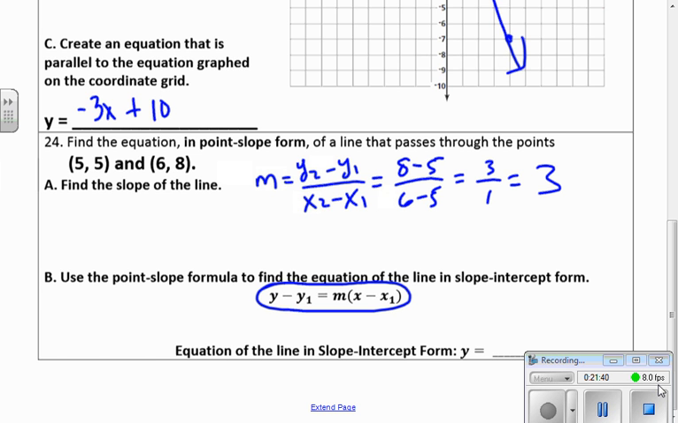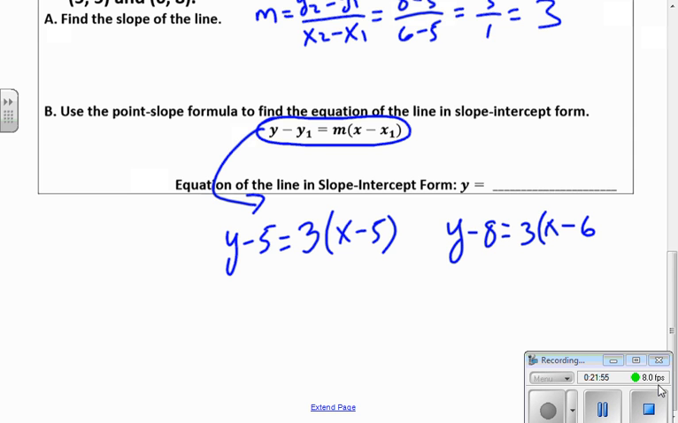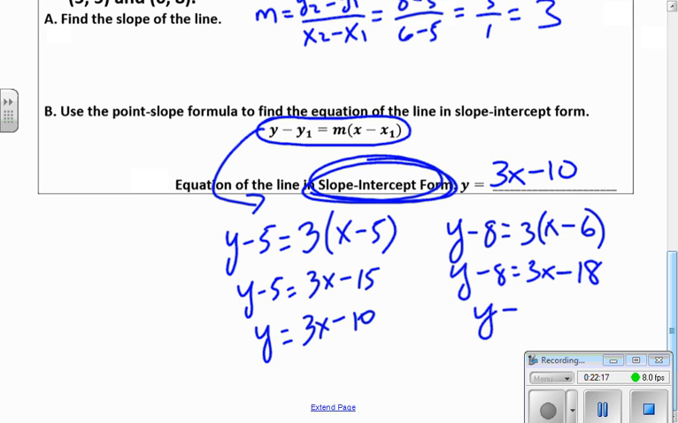And now I can go right into the point-slope form of the line. So y minus 5 equals 3, parentheses x minus 5. Or if you chose to do the other point, y minus 8 equals 3, parentheses x minus 6. Whichever one you chose to do, they want the answer in slope-intercept form, so you need to get the y by itself. So distribute, y minus 5 equals 3x minus 15. Add 5 to both sides, y equals 3x minus 10. If you did the other equation, it would be y minus 8 equals 3x minus 18. Add 8 to both sides, y equals 3x minus 10. Same equation. And that's it.